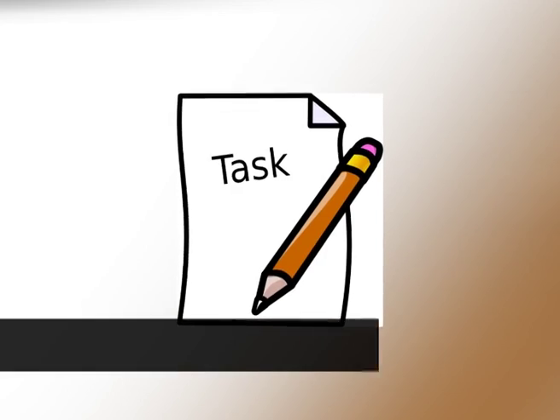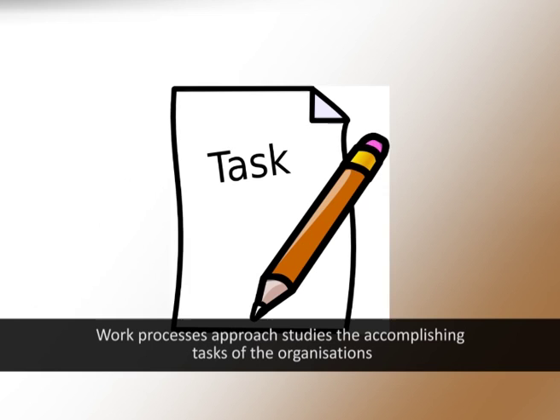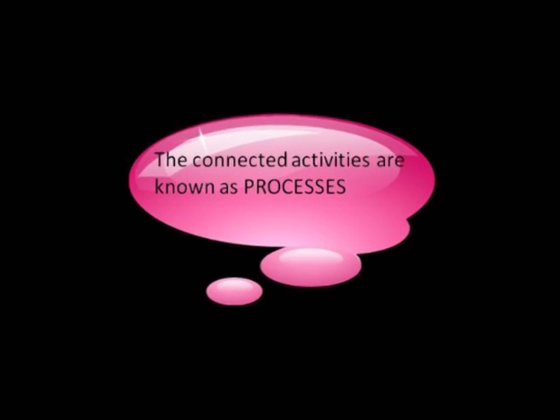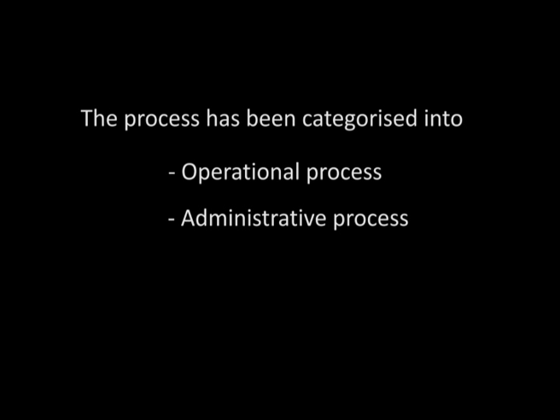Work processes. The work processes approach is based on a simple understanding that every organization achieves its set goal through a connected chain of activities which encompass various departments and functional groups. This approach studies the accomplishing of tasks of the organizations. These connected activities are known as processes. The process under this approach has been further categorized into operational process and administrative process.